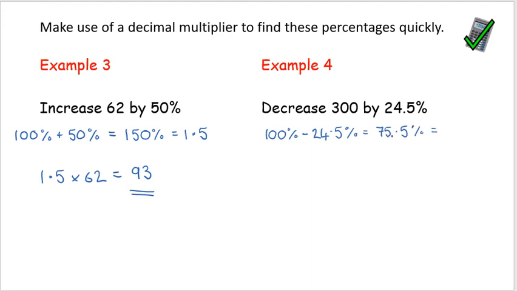And then I'll convert that into its decimal equivalent to get my multiplier. So I divide by 100. So that gives me 0.755. Therefore, to find out 75.5% of 300, I just multiply by the decimal 0.755. So 0.755 multiplied by 300. Take your calculator and type that in. And our answer comes out to be 226.5.